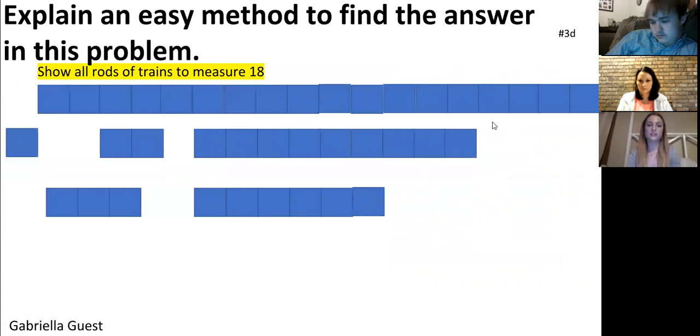Then you'd start with 2. And we know that 2 goes into 18 9 times evenly. So you have your 2 right here and your 9. You'd keep on going down the list to see how many other combinations of numbers. So you'd have 3 and 6. And that's just how you find an easy method to get the measurement of 18 with the rods.